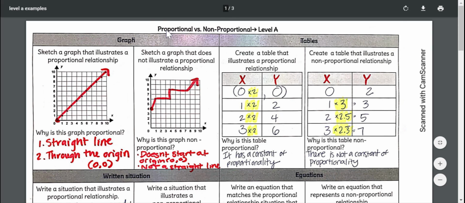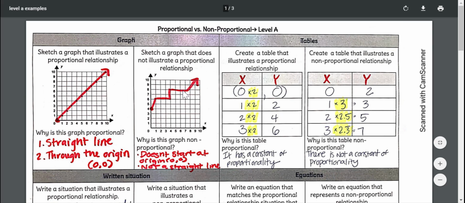Okay, so starting with the proportional versus non-proportional page. First, let's look at the graphs. So to review, it says to sketch a graph that illustrates a proportional relationship. For this part, all you need to do is make sure that you have a straight line going through the origin. It doesn't have to look exactly the same as mine. Actually, I would prefer it not to look exactly the same as mine, but as long as it's a straight line going through the origin, it is proportional.